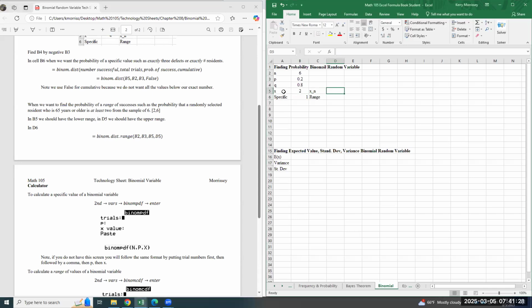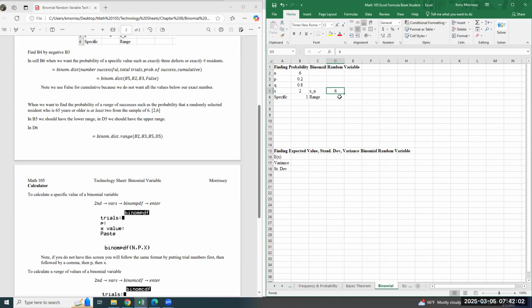In D5, we should have the upper range. Well, where does your sample end? I want to tally up anything from 2 all the way until my sample ends. So 2, 3, 4, 5, 6. Or again, you can always do the opposite. Maybe it was a maximum of 2. So 0, 1, and 2, right? So 0 would be here and 2 would be here.